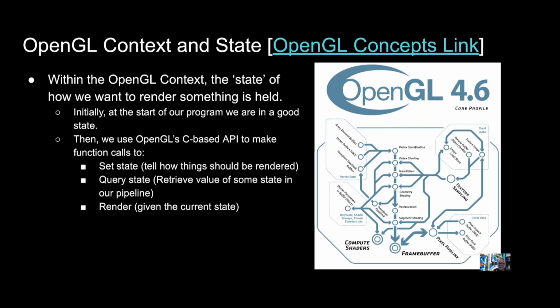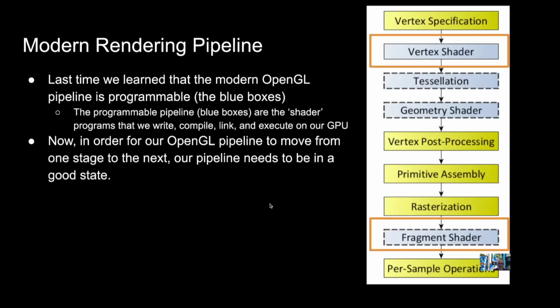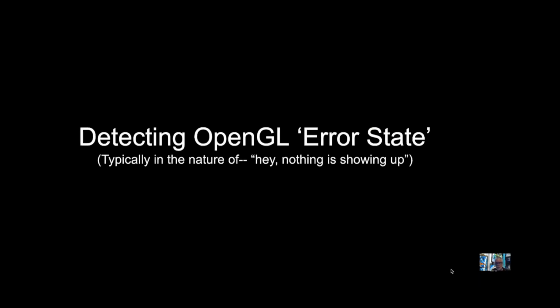And so here's the state machine for OpenGL 4.6. It gets quite complicated, but in our situation, we're just going to think of this as we specify the vertices, we run the vertex shader, a whole bunch of stuff happens in the machine here, and then we have the fragment shader, and it does its thing, and then we do per sample operations, and off you go. There you go. Boom. So you've written your shader, it doesn't work.